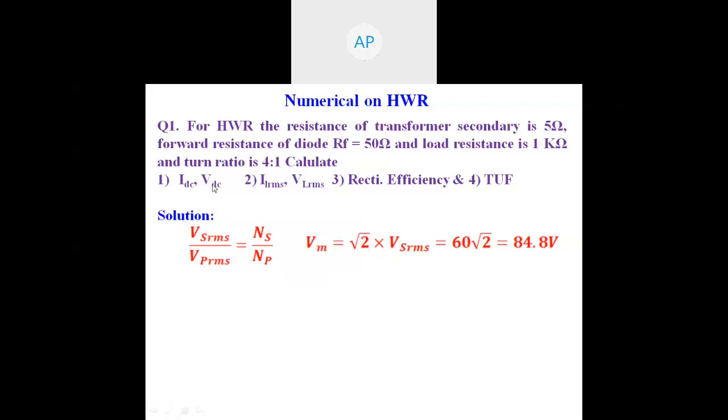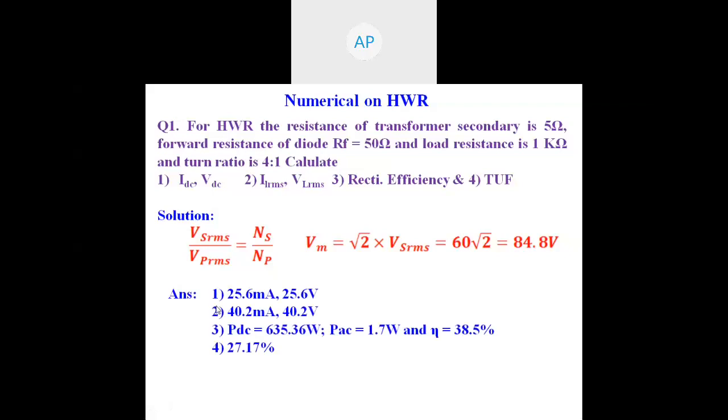So once you have the Vm, can you find the VDC? VDC is given as Vm divided by pi. IDC, can you find the IDC? IDC is given as Im divided by pi. So now I want to find out Im. What is the relation between Im and Vm for a half-wave rectifier? Im is given as Vm divided by the resistance offered by the transformer secondary, the resistance offered by the diode RF, and the load resistance.